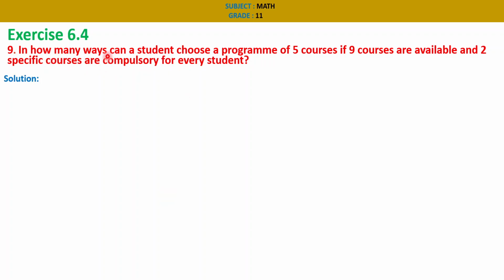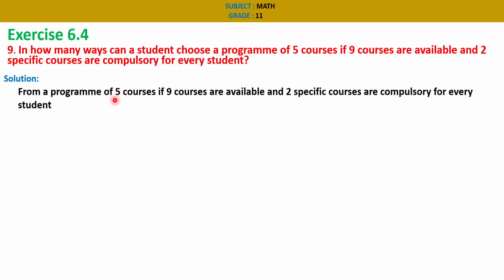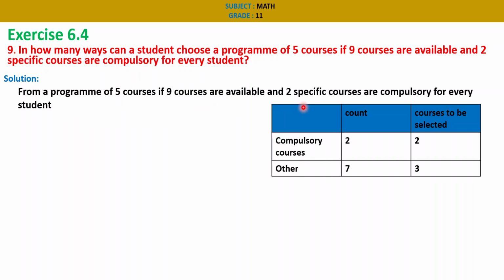In how many ways can a student choose a program of 5 courses if 9 courses are available and 2 specific courses are compulsory for every student? Here, for this program of 5 courses, 9 courses are available, but 2 specific courses are compulsory for every student. As these compulsory courses count as 2, we don't need to select them, since they are compulsory.